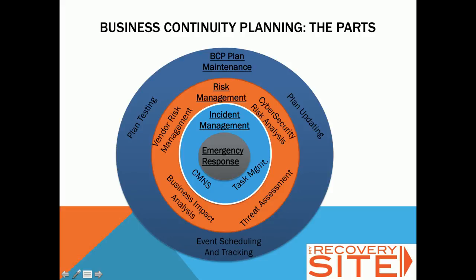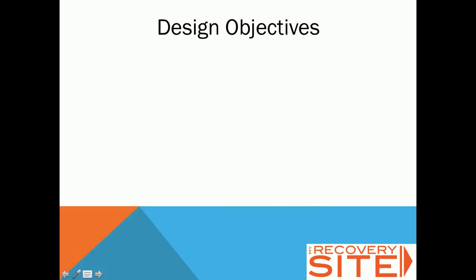All of these components are shrouded by plan maintenance. Keeping the plan current and tested is a critical requirement. Testing the portability of your operating environment and the recovery of your critical business processes is essential to your survival. These make up the parts of business continuity planning.